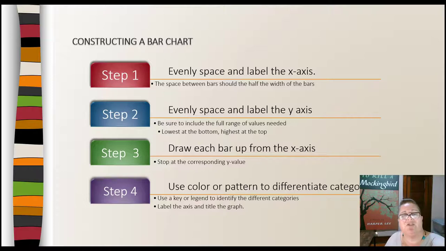Step 3 says to draw each bar up from your x-axis and stop at your corresponding y value. And step 4 says use a color or pattern to differentiate your categories. Use a key or legend to identify those categories, and label your axes and title your graph.